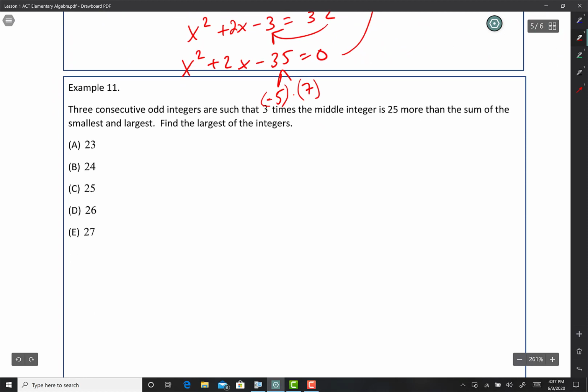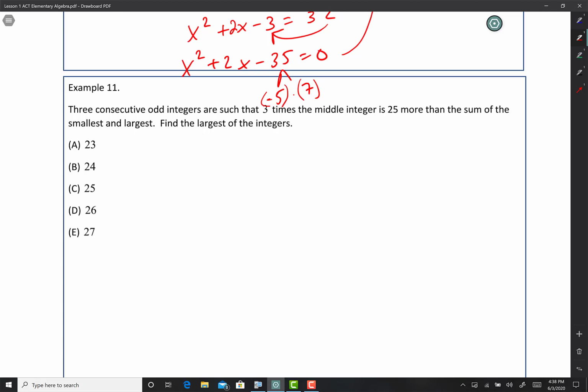Ooh, these are fun. Three consecutive odd integers are such that 3 times the middle integer is 25 more than the sum of the smallest and largest. Find the largest of the integers. Guys, I'm going to have to read that again. All right, hold on. Three consecutive odd integers are such that 3 times the middle integer is 25 more.